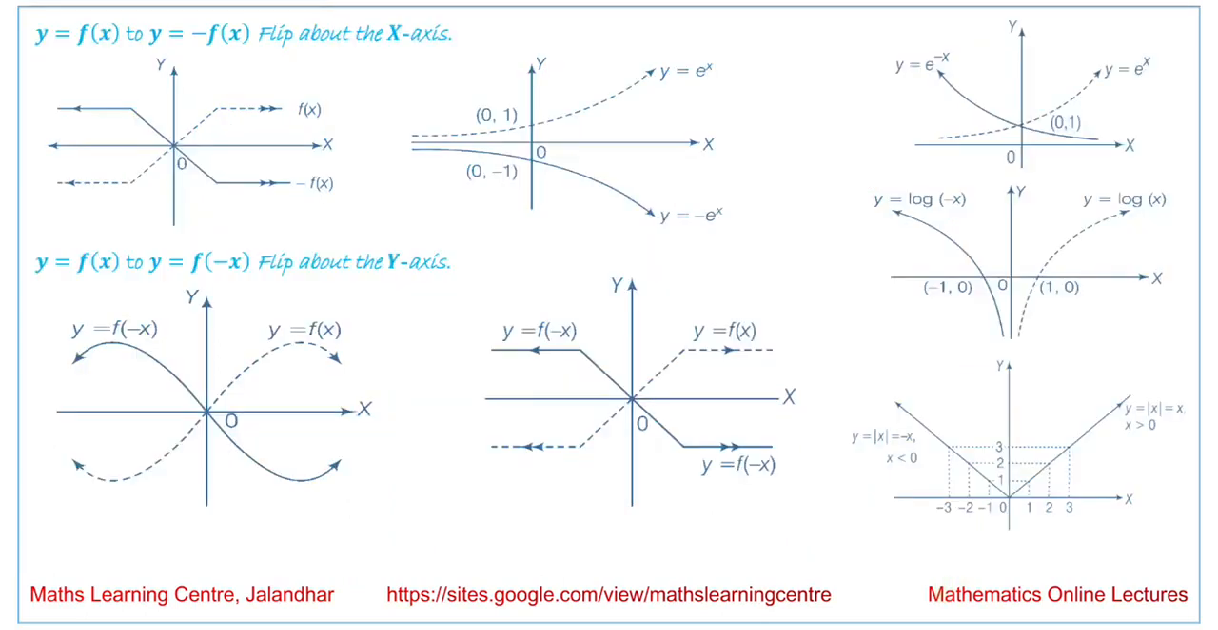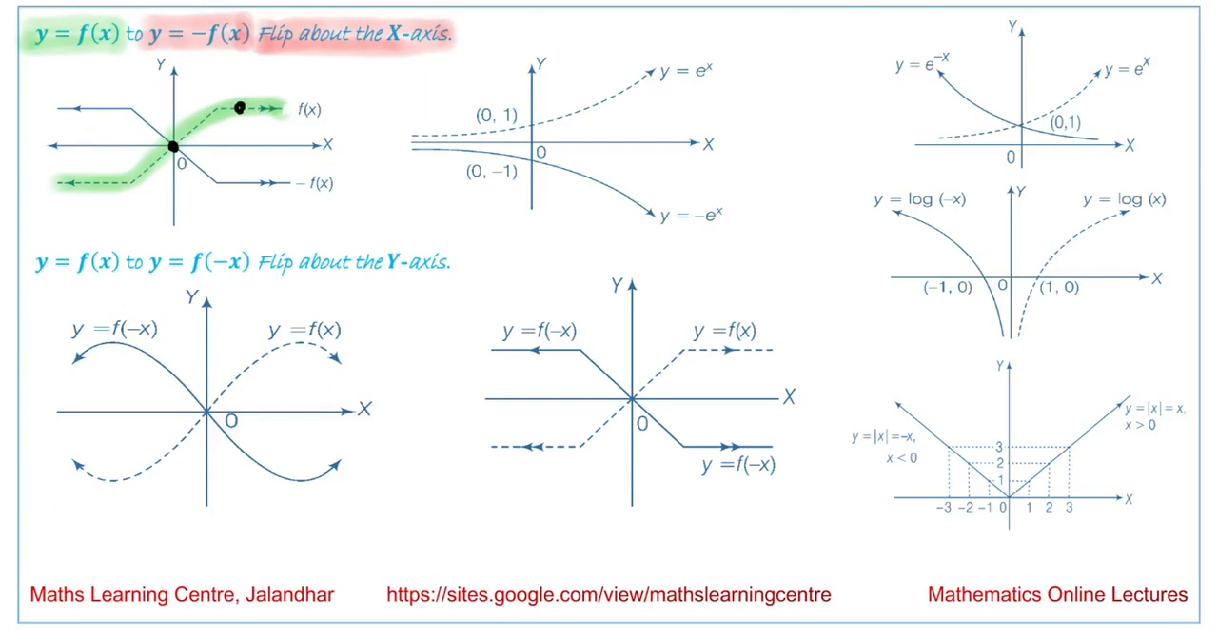Now the next thing we have over here: suppose a function f(x) is given, y is equal to f(x), and we are given the graph of this function. If we have to plot the graph of the function y is equal to minus f(x), then we have to flip the graph of y is equal to f(x) about the x axis. Flipping the graph means that a point on the x axis will remain over here.